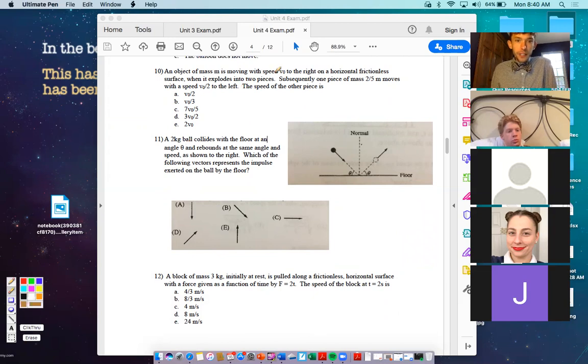It explodes into 2 pieces. So conservation of momentum says that m times v, and it was moving to the right, so that's a positive v, has got to equal the final momenta of the pieces. So my 2/5 mass piece is moving with a speed of v naught over 2 to the left. So I'm going to make this negative. The speed of the other piece has a mass, of course, of 3/5 m, and I want to know what its final velocity is. So I'm just going to rearrange this equation and solve for final velocity. And when you do that for question 10, you should get E as your answer.